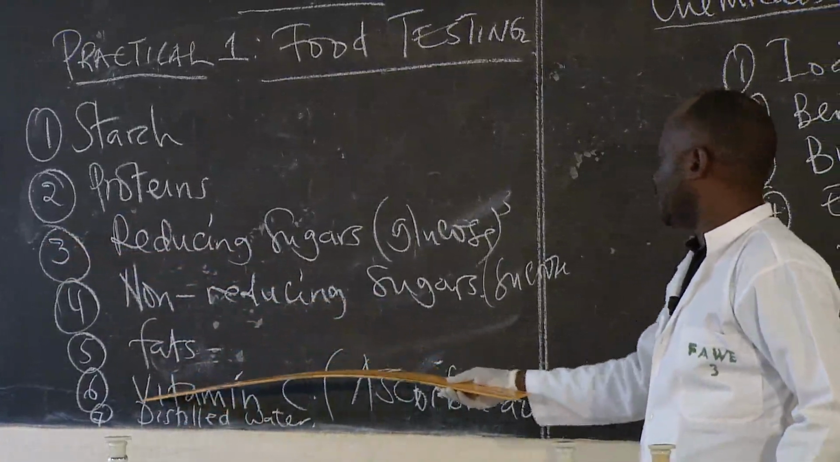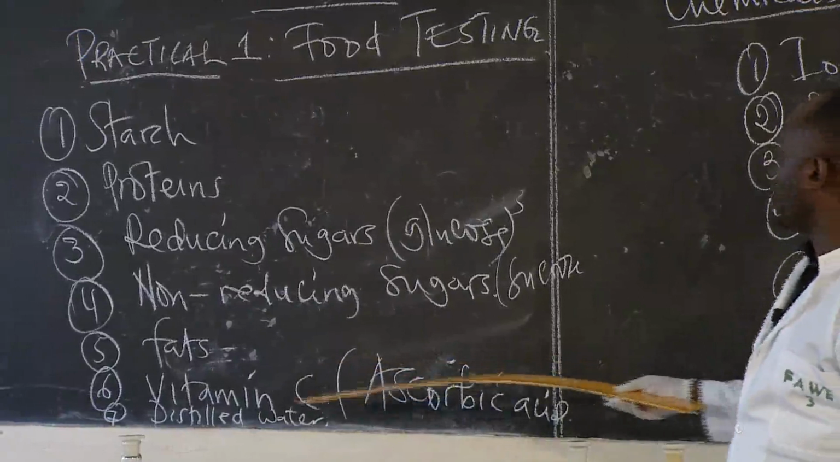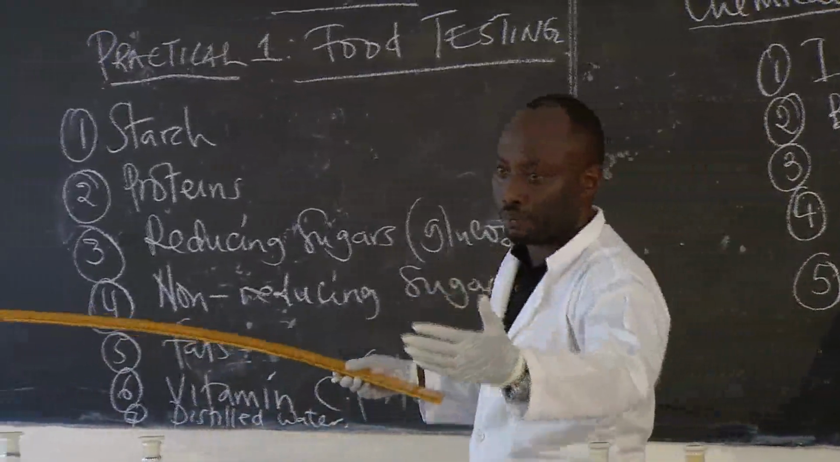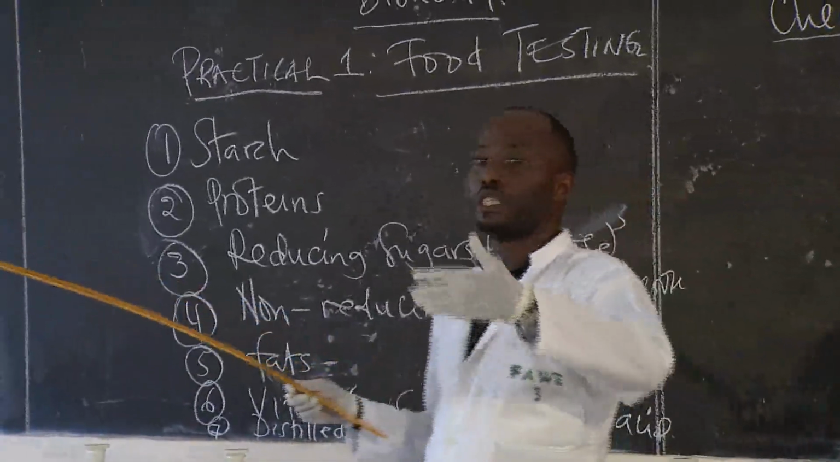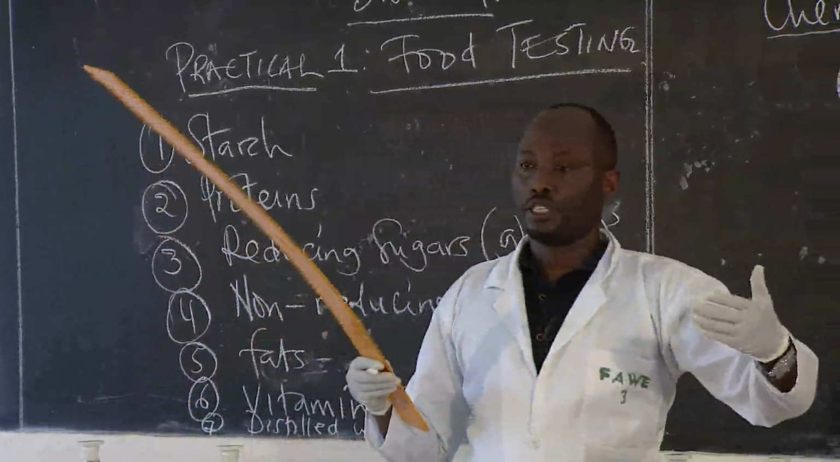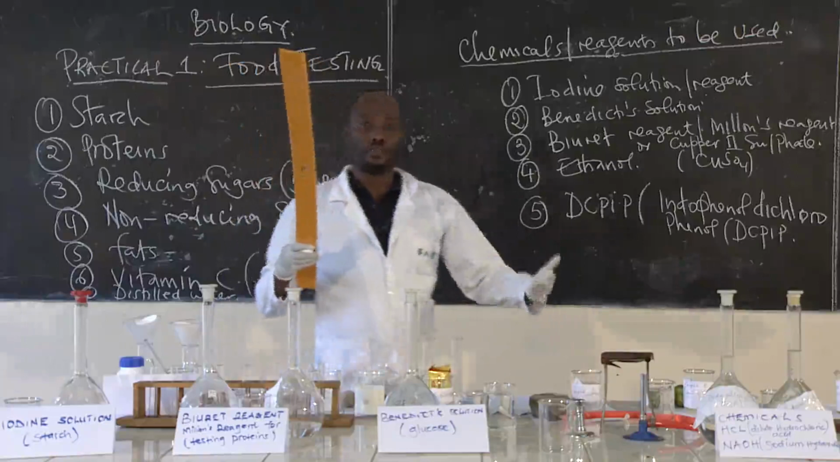We're going to be testing vitamin C, which is ascorbic acid. As well, we're going to be using distilled water. Why, students, are we going to be using distilled water? The reason is that it is used as a control experiment. A control experiment is an experiment that tests negatively.